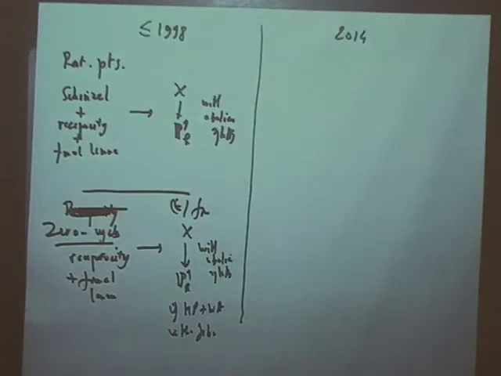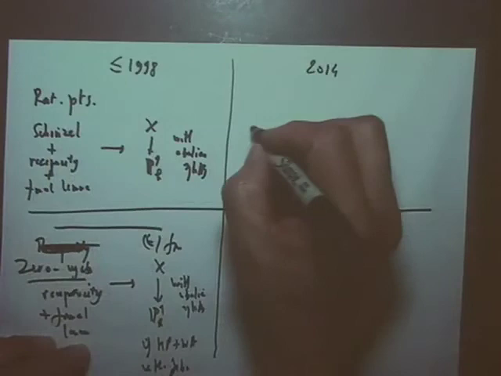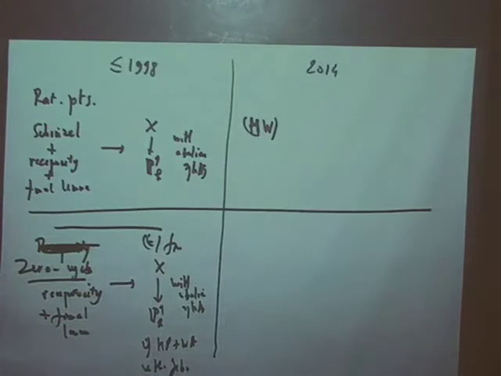And now the situation is that for rational points, the Schinzel hypothesis has been replaced by this hypothesis of Harpaz and Wittenberg, which I've discussed, plus the formal lemma for torsors under tori.